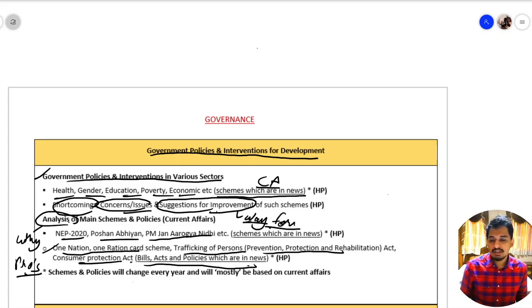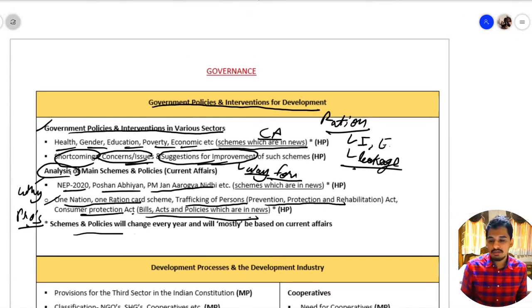Like say concerns and issues for ration card scheme, the concerns and issues can be there are inclusion error, there are exclusion error, there is leakage. So like this, you should be able to suggest concerns and way forward. The schemes and policies will change every year and will mostly be based on current affairs.